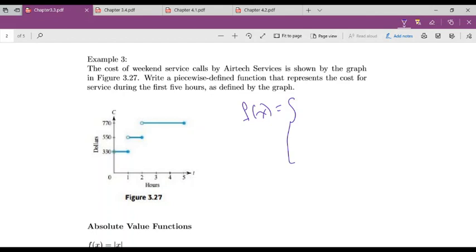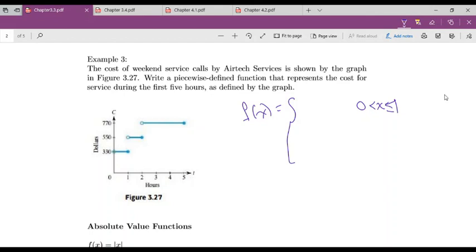Okay. Now, from hour 0 to hour 1, and you notice there's an open circle here and a closed circle here. Means it's not equal to 0, but it is equal to 1. So if you wanted to, you could go ahead and write 0 is less than x is less than or equal to 1. Okay. Let's clean that up a little bit. Oh, that's so much better, right?